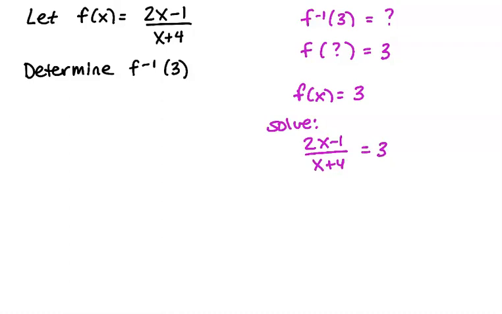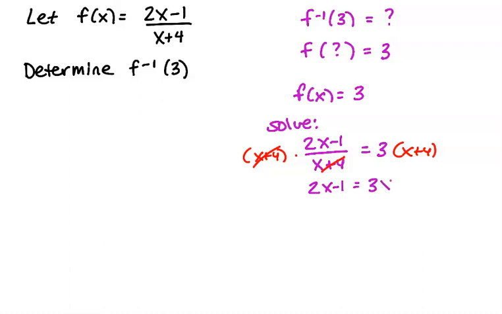So if we solve this equation for x, this will tell us the input on the original function that gives us an output of 3, which will tell us the output on our inverse function. So let's go ahead and look at how we can solve this. I'm going to start by eliminating the fractions, and I can do that by multiplying both sides by x plus 4. So we have that 2x minus 1.